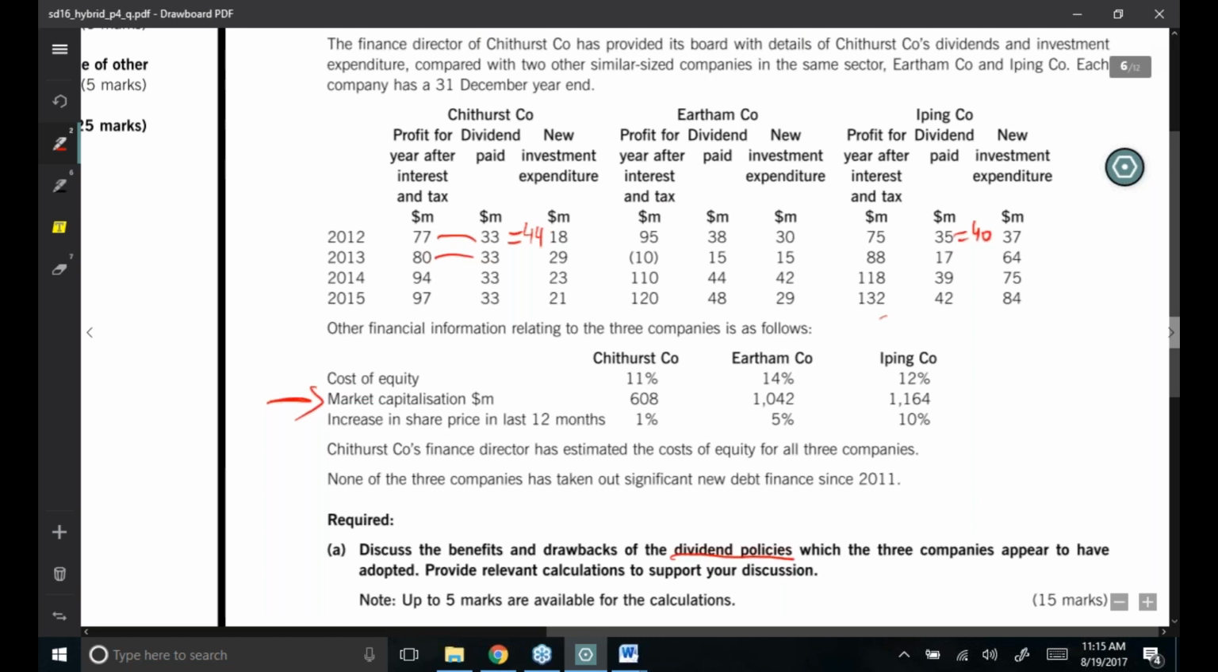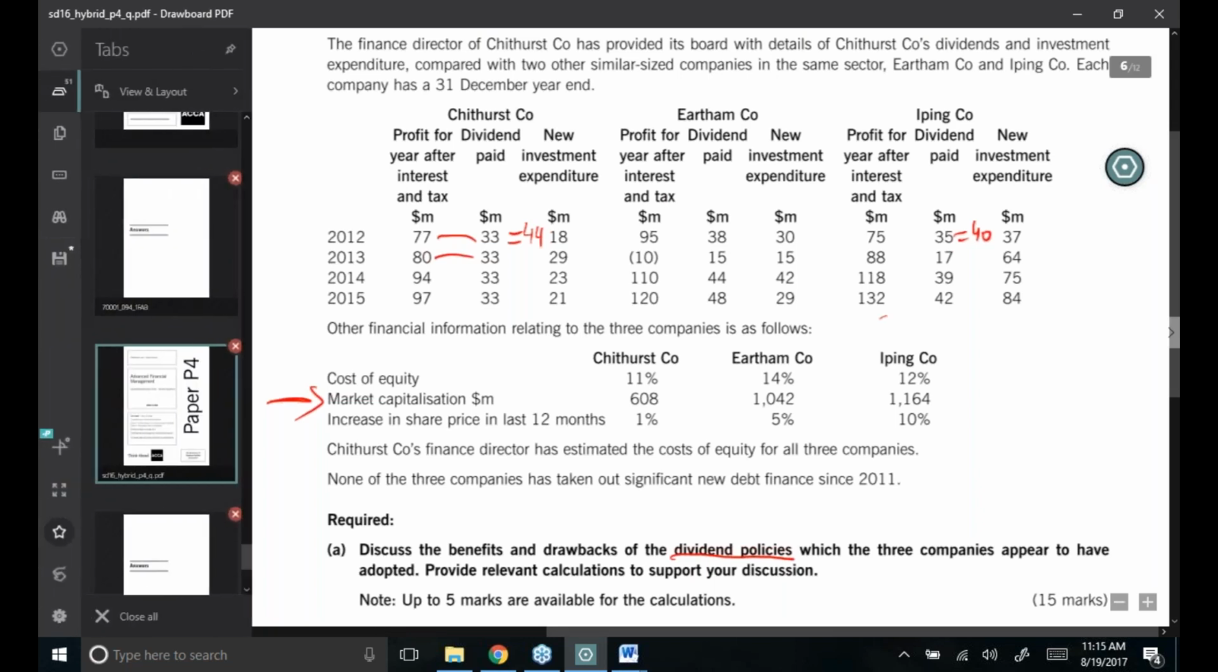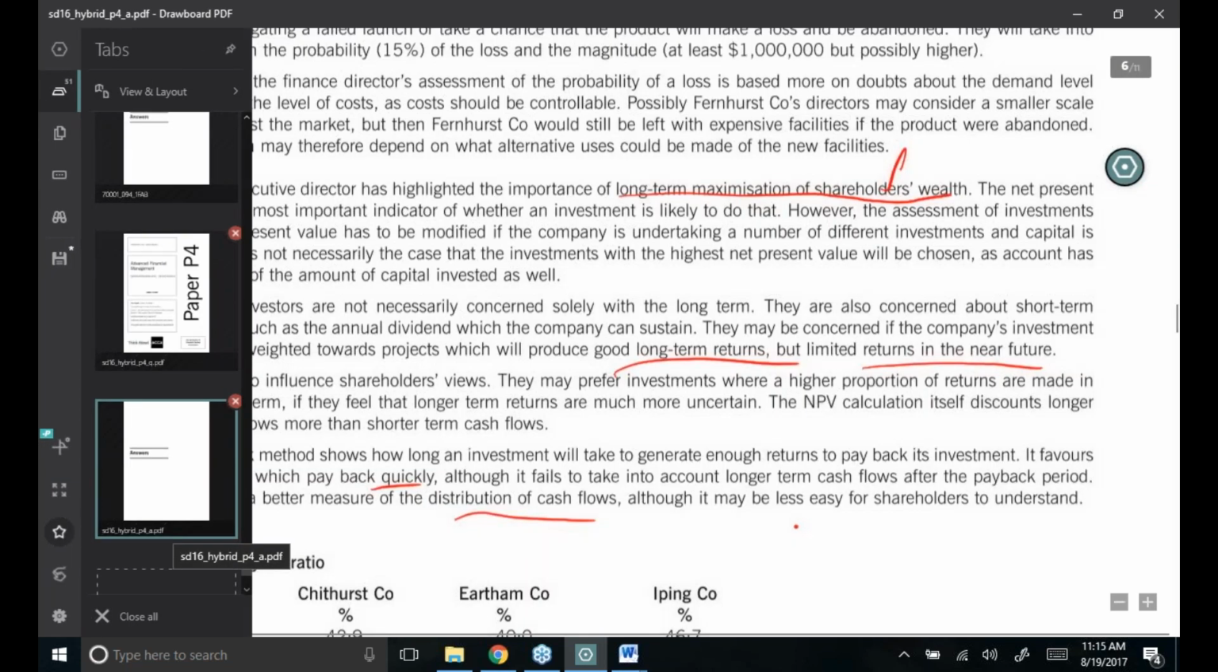What about the second company? The second company is, let's have a discussion to answer.